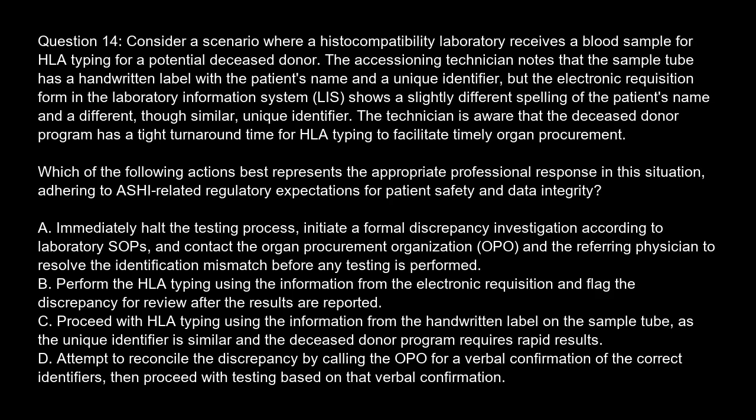Option C. Proceed with HLA typing using the information from the handwritten label on the sample tube, as the unique identifier is similar and the deceased donor program requires rapid results. Option D. Attempt to reconcile the discrepancy by calling the OPO for a verbal confirmation of the correct identifiers, then proceed with testing based on that verbal confirmation.